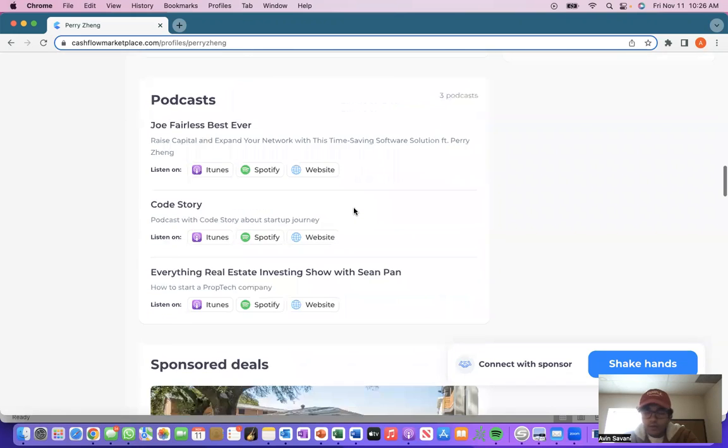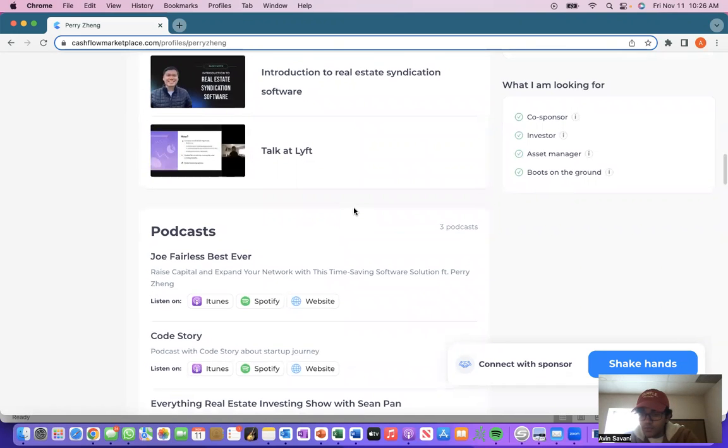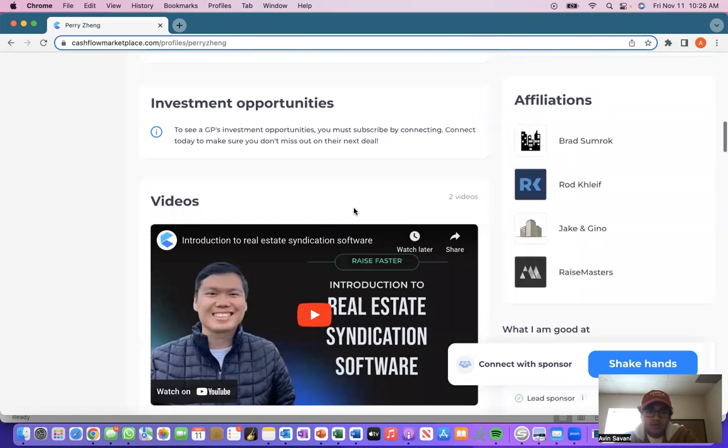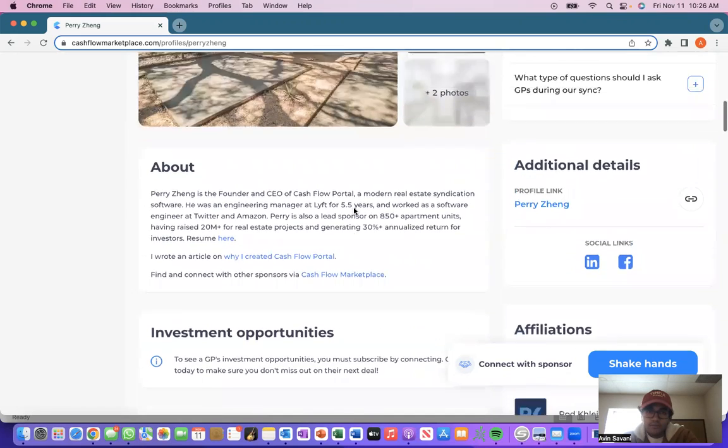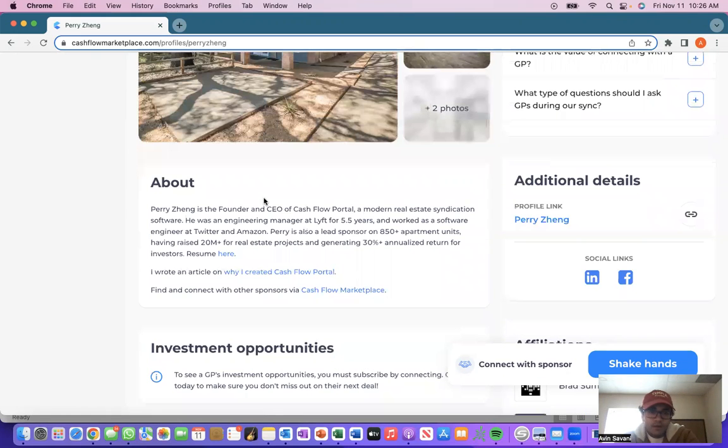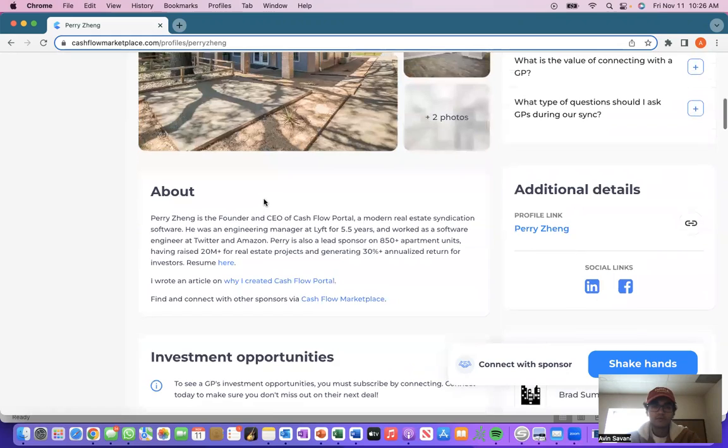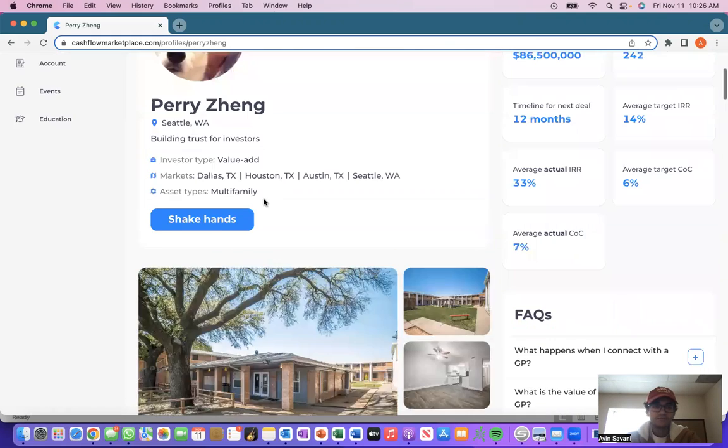So actually we're going to break down what it takes to submit a sponsored deal and then submit a passive deal on here. So we'll go through that. And he's a founder, CEO of Cashflow Portal. Awesome.